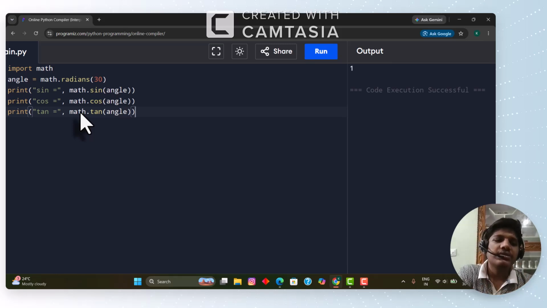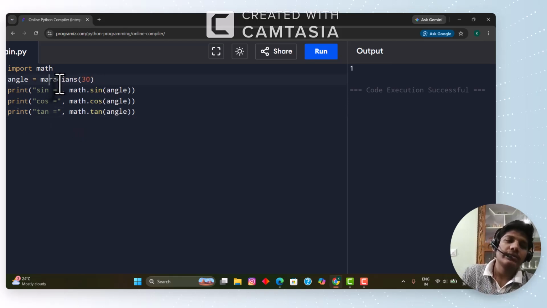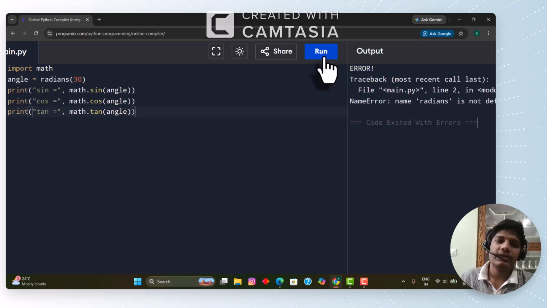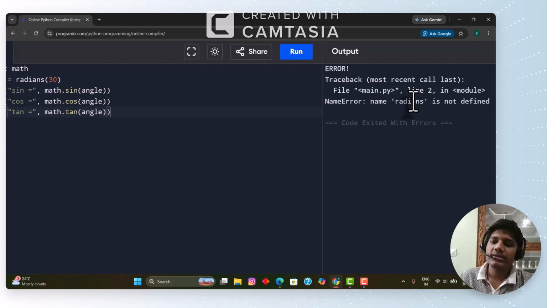sine, cos, tan. But make sure that at the positions where you are using these functions that belong to mathematics, like radians, degrees, sine, cos, tan, you use math dot before them. If you don't use math dot, it will give an error about the radians. See here, when I removed this math dot, it turned white, meaning radians is no longer a function. It is a function, but not one belonging to mathematics. Name radians is not defined.